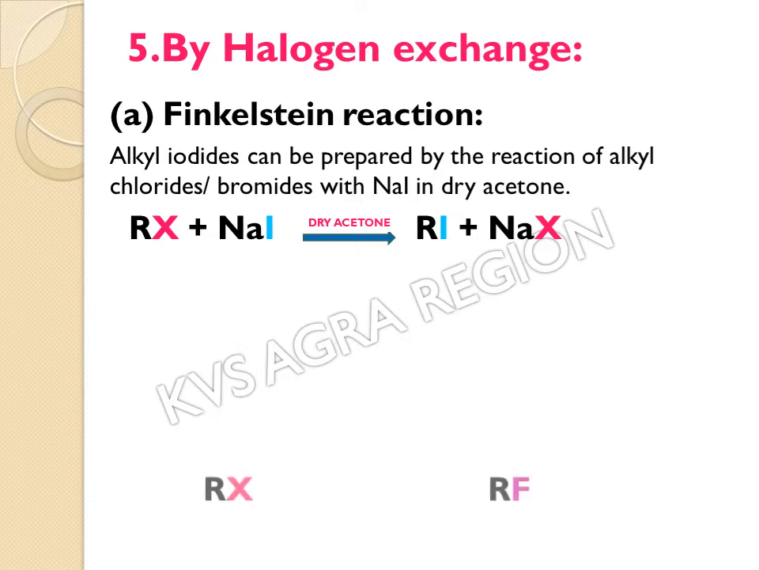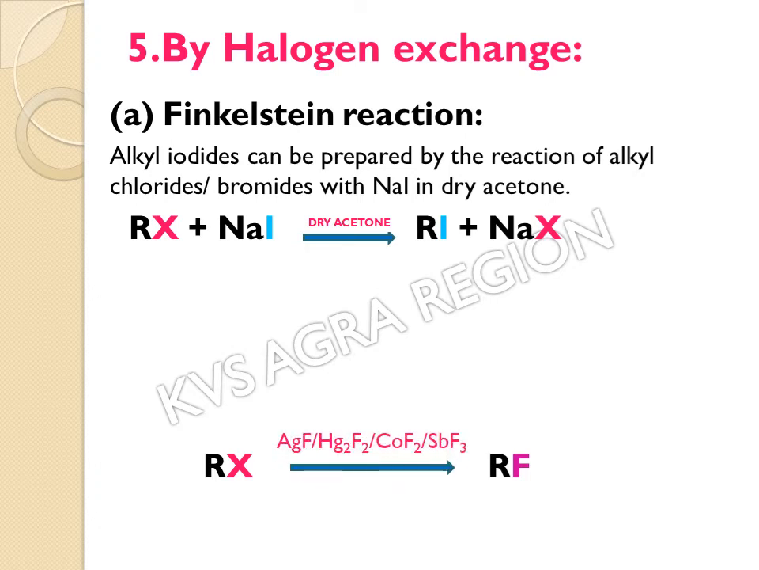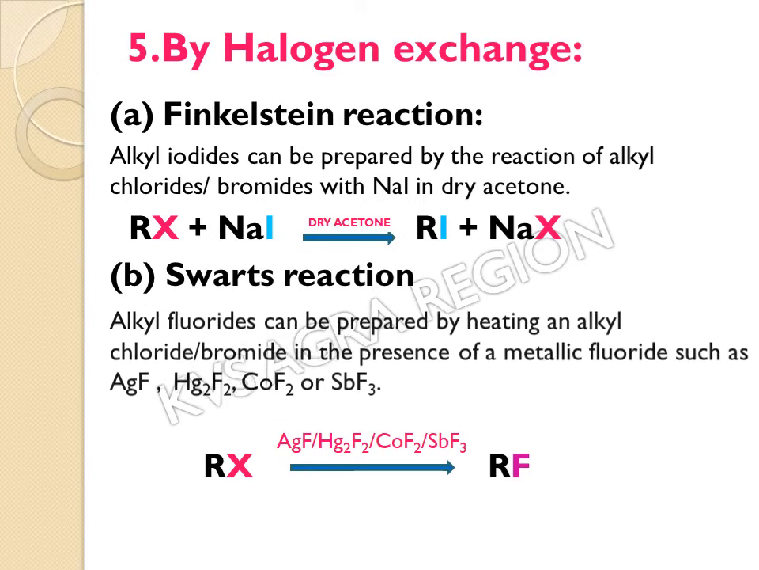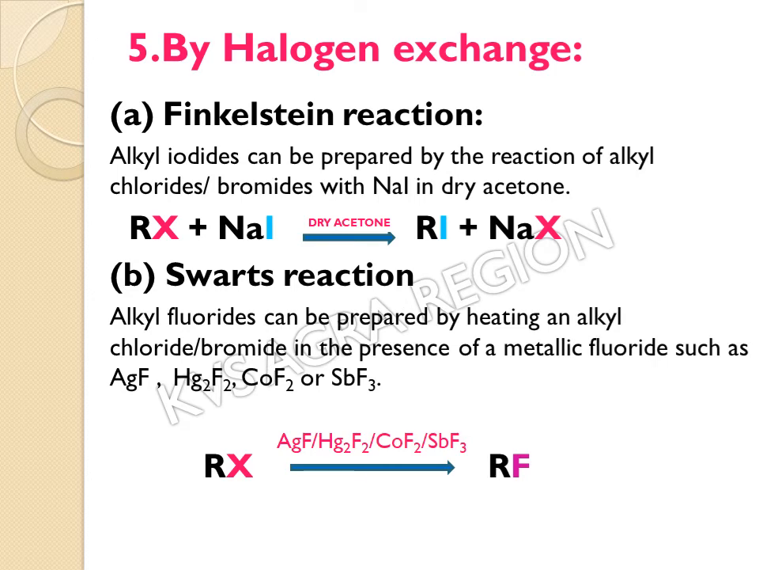Finkelstein reaction. Now we can see RX can be converted into RF, that is fluoro derivative, and this reaction takes place in the presence of either AgF, Hg2F2, CoF2 or SbF3. This reaction is known as Swarts reaction. Alkyl fluorides can be prepared by heating alkyl chlorides or bromides in the presence of metallic fluorides such as silver fluoride, Hg2F2, CoF2 or SbF3. Here, X is either chloride or bromide.